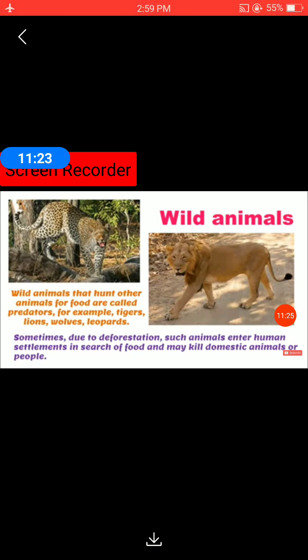The ones who hunt other animals for their food are called what? Predators. For example, tiger, lion, wolves, leopards. Sometimes due to deforestation, which means the forest being cut, such animals enter human settlements in search of food and may kill domestic animals or people also. So you can see it is very dangerous for people or domestic animals because of wild animals.